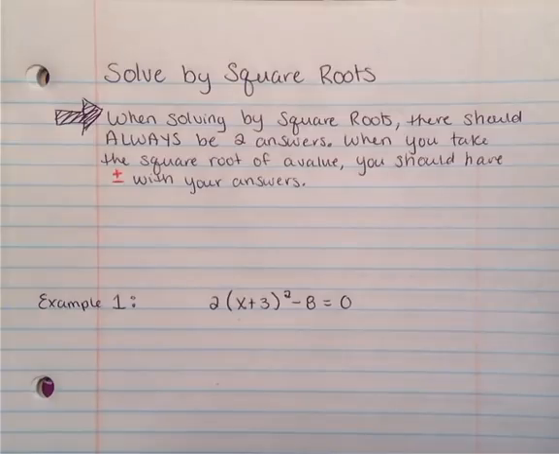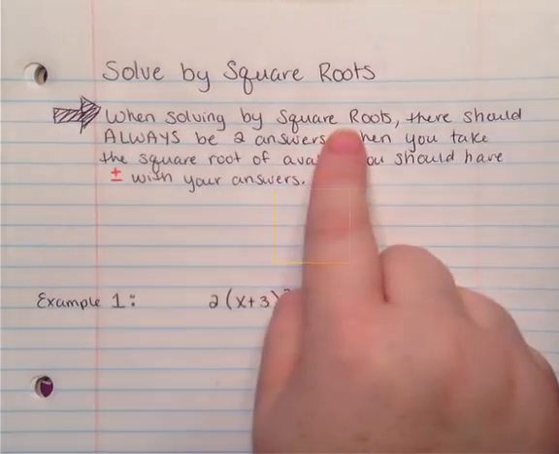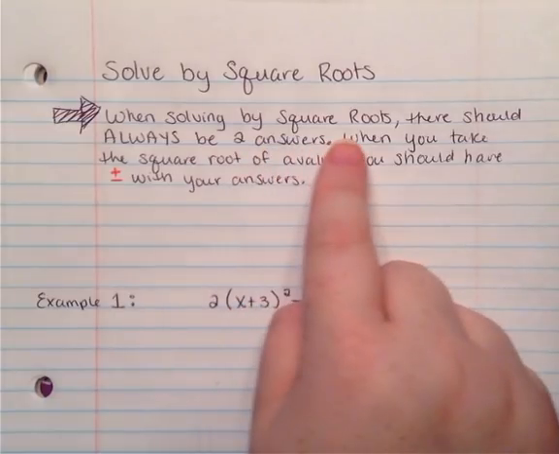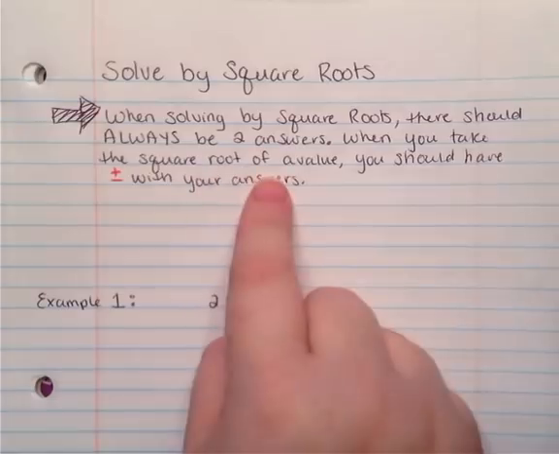This video is going to explain how to solve quadratics by square roots. When solving by square roots, there should always be two answers. When you take the square root of a value, you should have plus or minus with your answers.